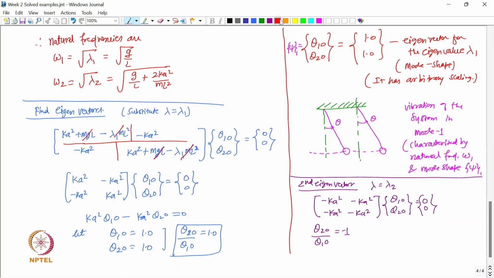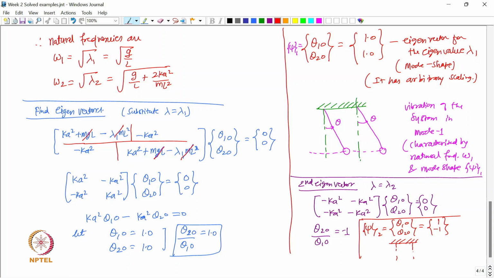and therefore, if you assume theta 10 arbitrarily as 1, then we get the second eigenvector as theta 10, theta 20 equal to 1 and minus 1, correct, that is the second eigenvector. So, therefore, in this mode what is going to happen? The pendulums are going to oscillate out of phase.